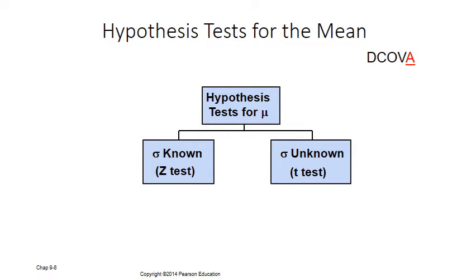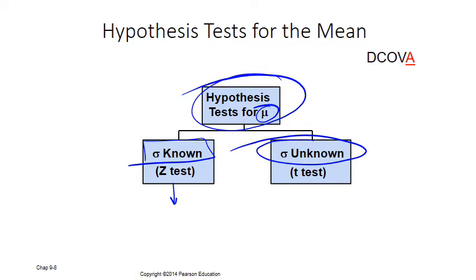What test will we use now? Hypothesis test for mu. If sigma is known, like in the previous chapter, then we will use the z-test. If sigma is unknown, then we will use the t-test. Students always make mistakes in deciding whether they need to use the z-test or t-test. I make it very clear.